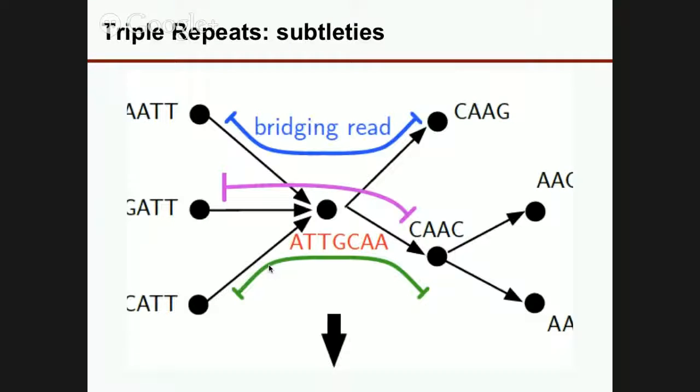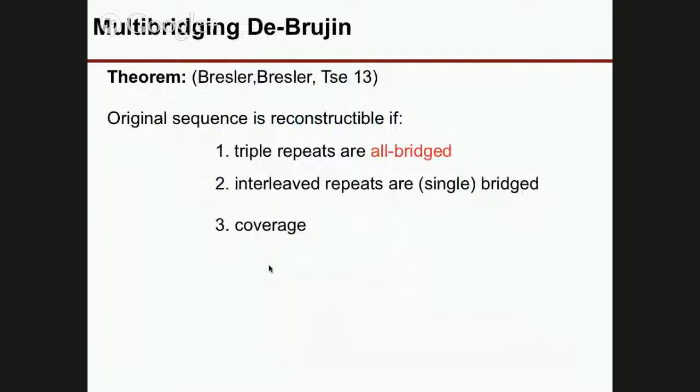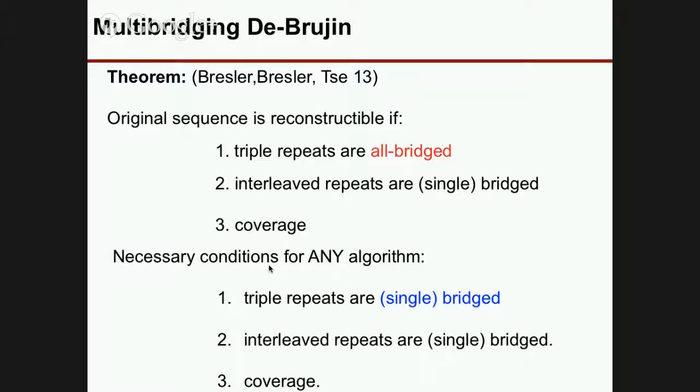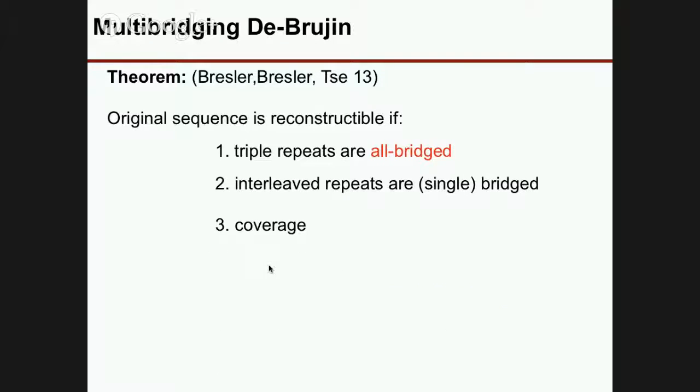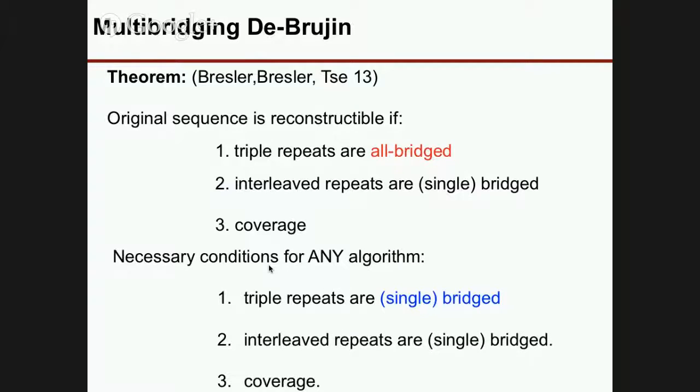Okay, so to summarize, this is the strongest theorem that we could prove. Maybe you could prove stronger. The theorem is the following: the original sequence is reconstructible if all the triple repeats are bridged, that is, all 3 copies are bridged, and all the interleaved repeats are singly bridged, only 1 copy of bridge is needed, and you have coverage of the geometry, of course you need coverage. Whereas the necessary condition for any algorithm is that the triple repeats are single bridged, and the interleaved repeats are single bridged, and the coverage. Okay? So we have a gap.